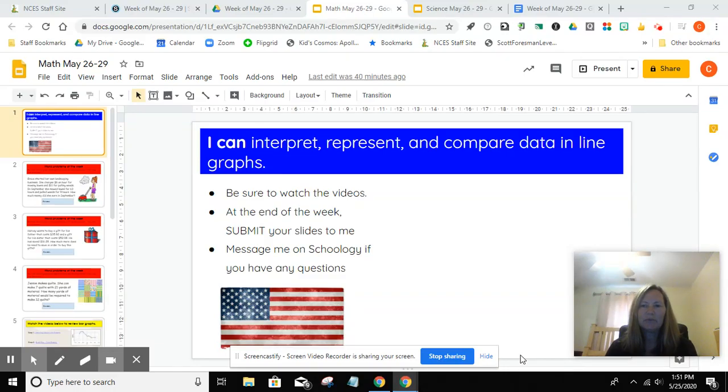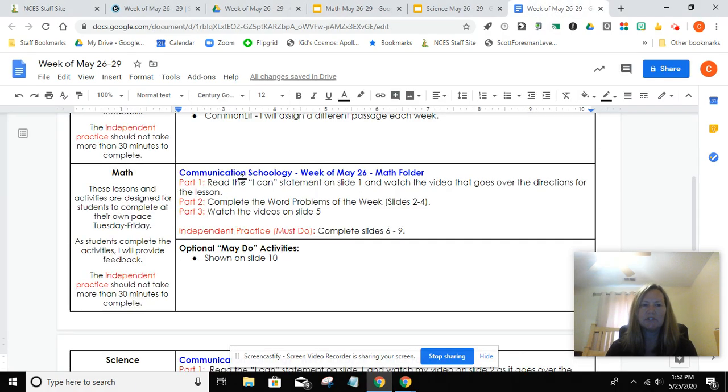So in math this week, we're going to be working on line graphs. We're going to be interpreting, representing, and comparing data. The directions for each of these slides can be found on the weekly assignment sheet that I give out to you, such as this week, we have part 1, 2, and 3. This is the order in which we would like for you to work on each of the slides. That way it goes in sequential order.